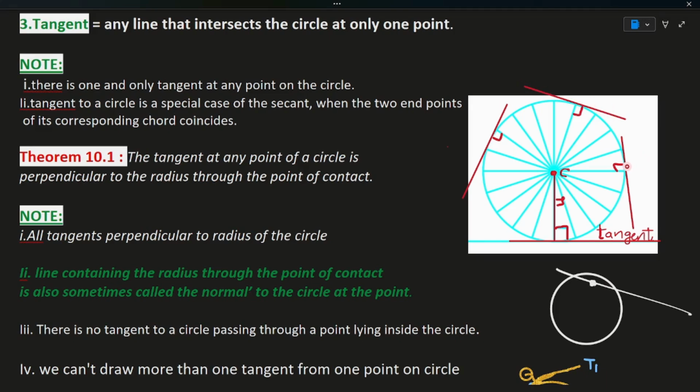Consider another line, this line also touching this circle at a particular point. So I can call it a tangent. In this manner, there are an infinite number of tangents at an infinite number of points on the circle.